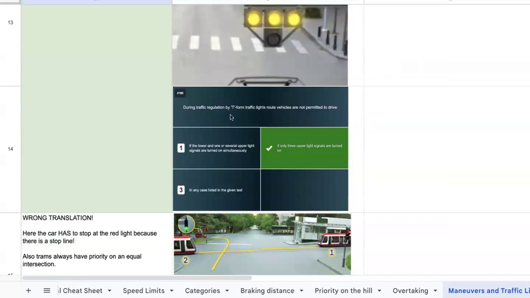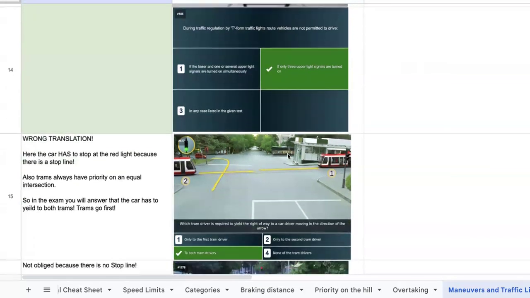Here you can see it. During traffic regulation by T-form traffic lights, route vehicles are not permitted to drive if only the three upper light signals are turned on. If the lower and one or several upper light signals are turned on simultaneously, it means that you can go, right? So you cannot go if only the three upper ones work.